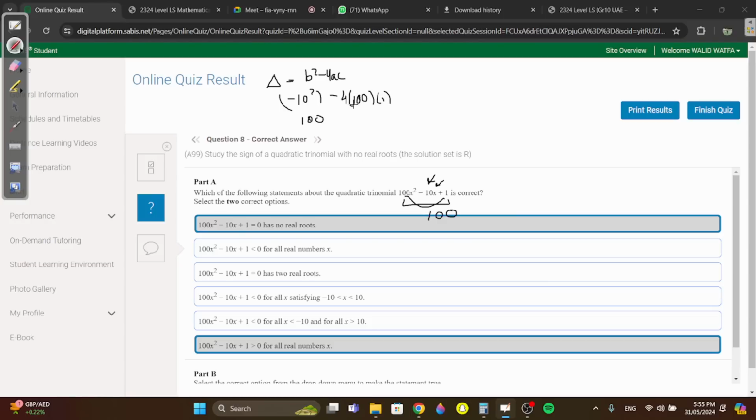I think obviously you can see that it's going to be negative. Minus 10 squared is 100. Minus 4 times 100 is minus 400. So you're going to get a discriminant of minus 300. So obviously it's not factorable.